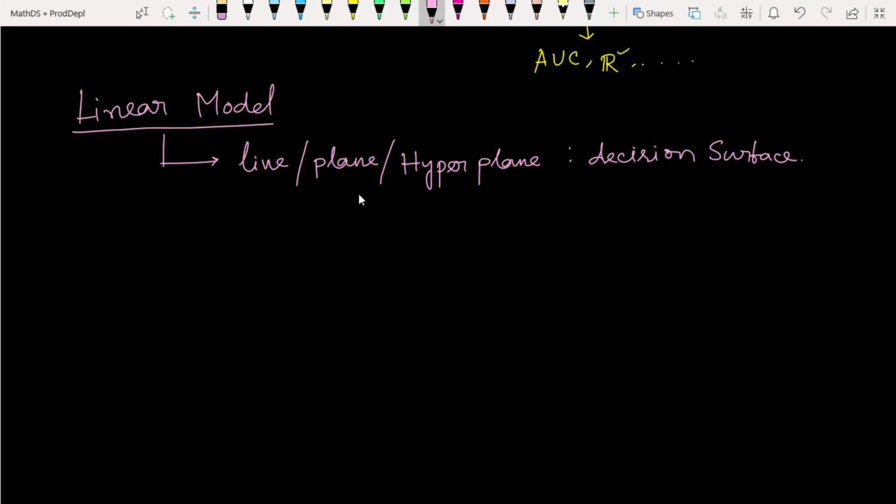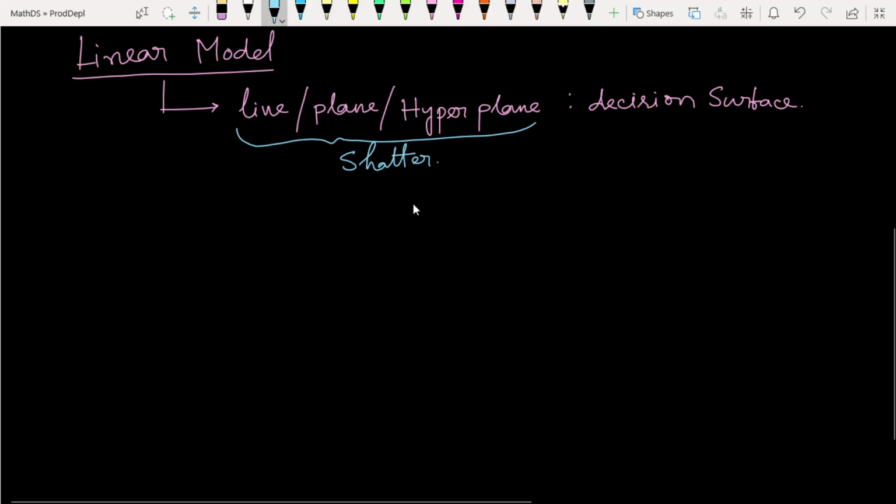This is called the decision surface. In another language, you can think of it like a shatter. It means something that helps us separate different kinds of things. It is also a very popular word in machine learning. Shatter means we want to separate two different things from each other.